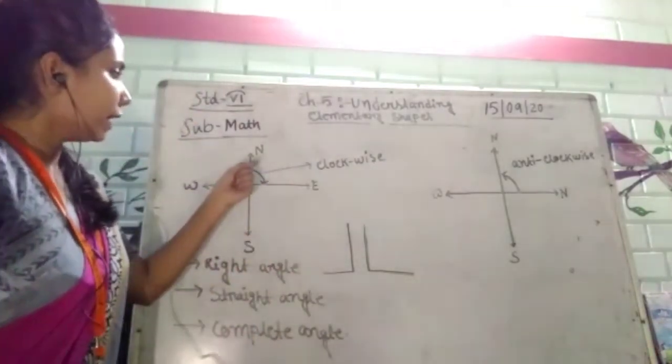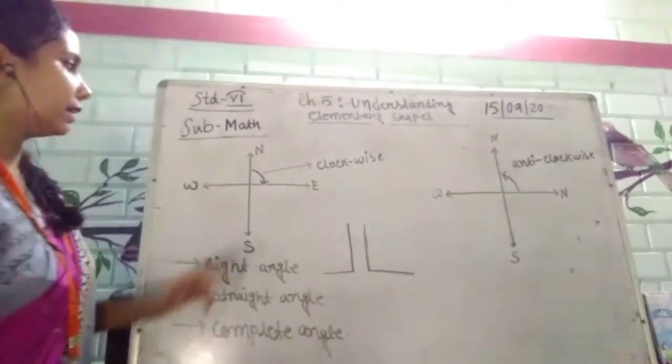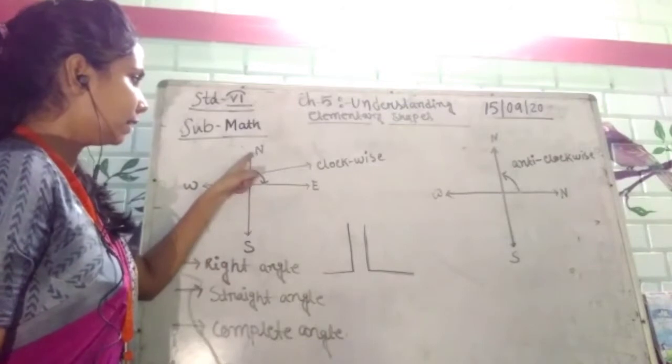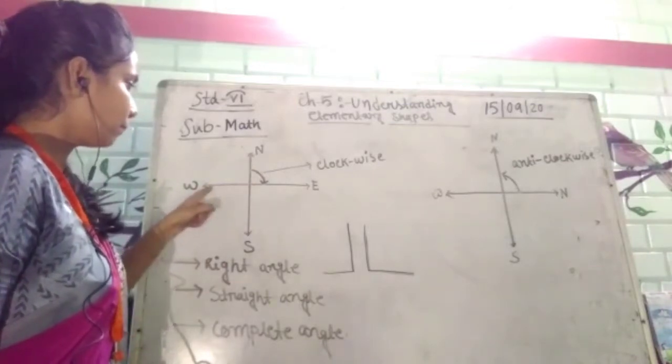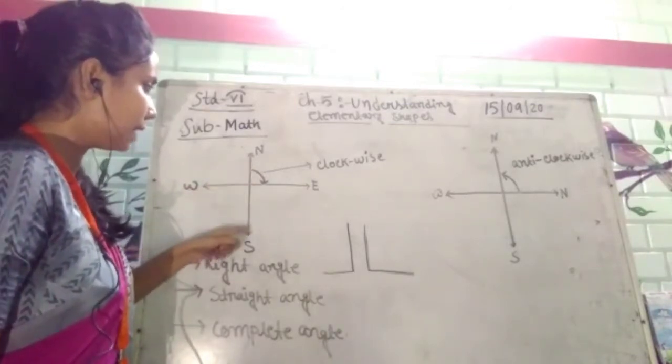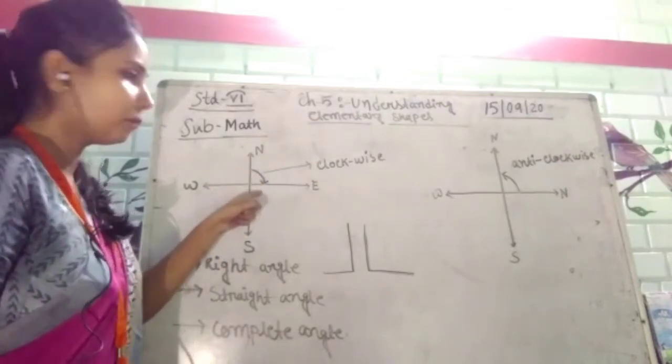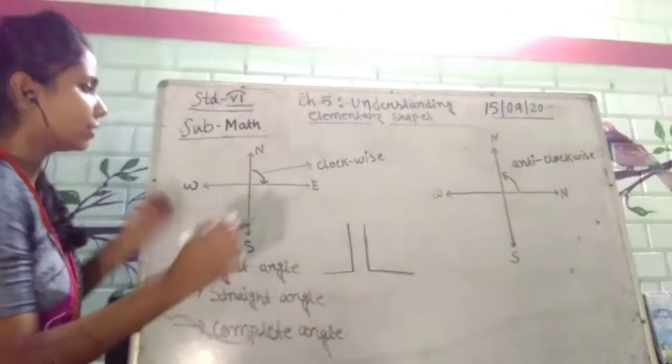Okay, so in this picture you can see that four L's are given. The first L is this, then north to west, then west to south, then south to east. Here, how many right angles are formed in total? Here, 4 right angles are formed.